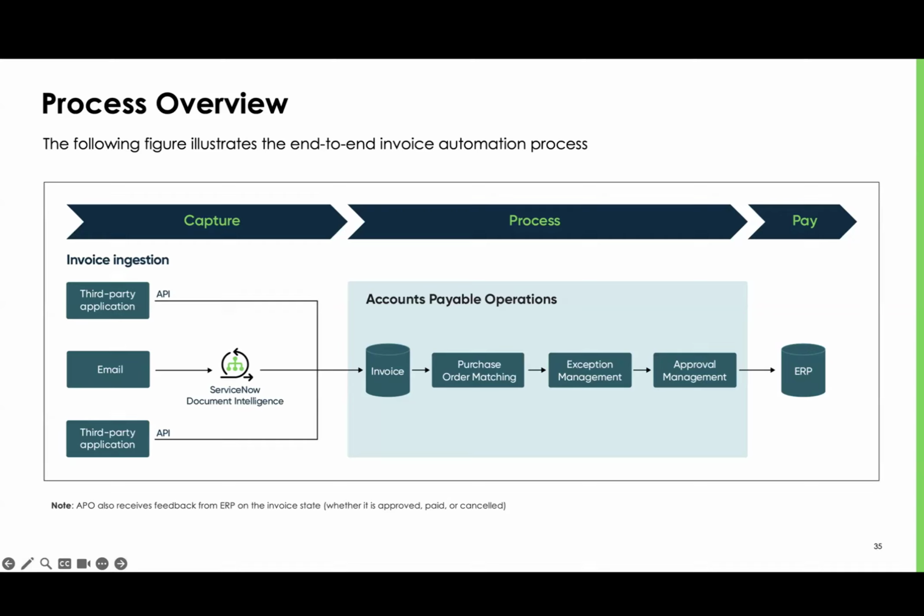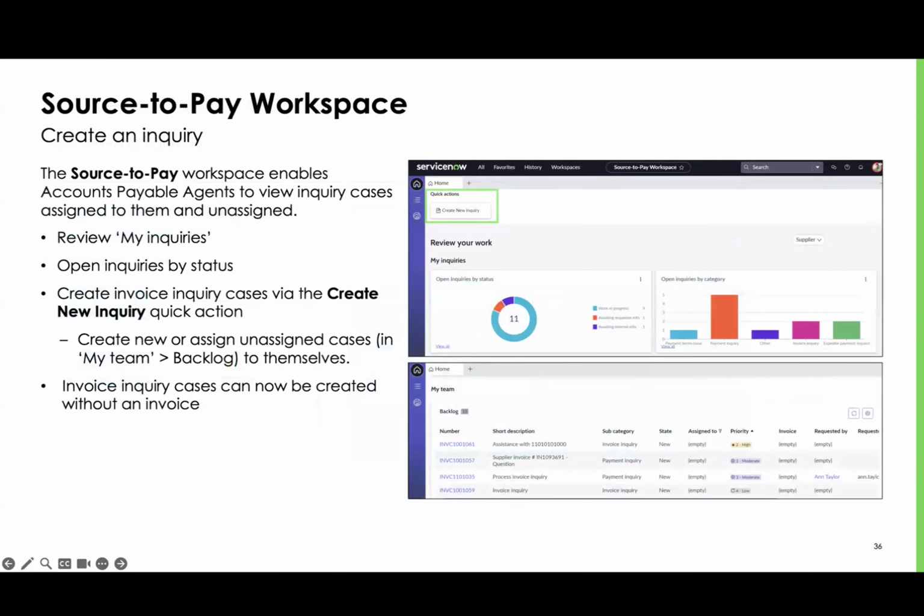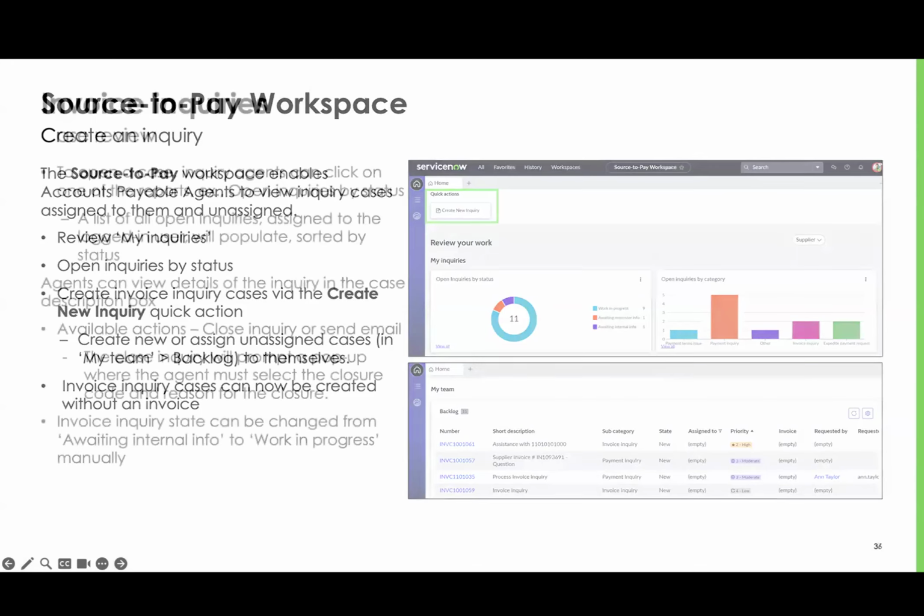and we'll highlight that during the demo. When those come in, we're matching purchase orders, we're checking for duplicates, and exception management goes through the normal approval process. Typically that process will then push out to an ERP system for payment. With this as well, we have the Source-To-Pay workspace, so we can see those inquiries and invoices as they come in and manage them accordingly.